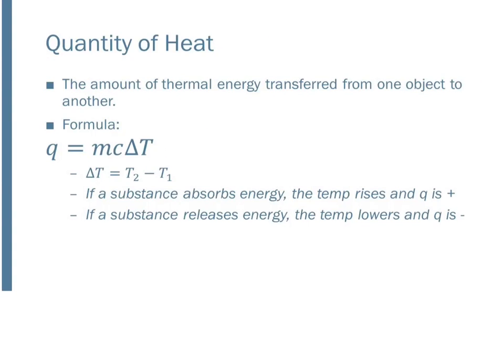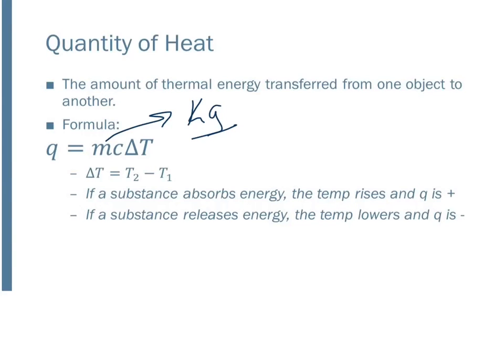So to determine the amount of thermal energy transferred from one object to another, we use the formula Q equals mc delta T, where delta T is our change in temperature, so we would be doing T2 minus T1. C is our specific heat capacity, and our mass is our mass in kilograms. So just remember that we need that in kilograms, especially if you're also in the chemistry class.